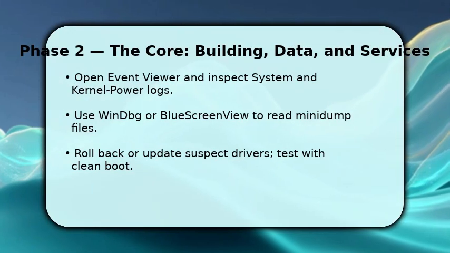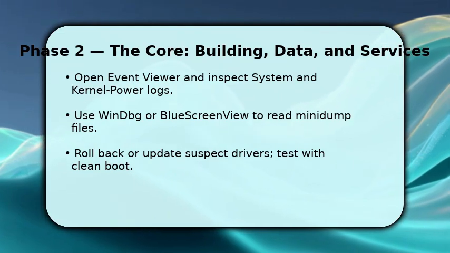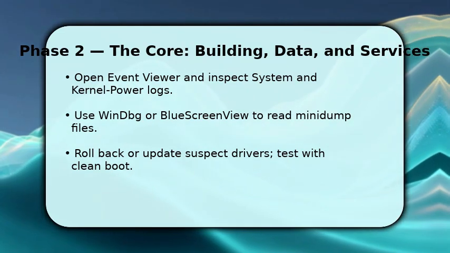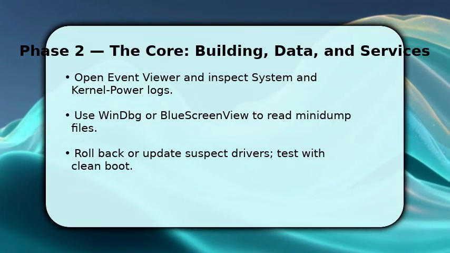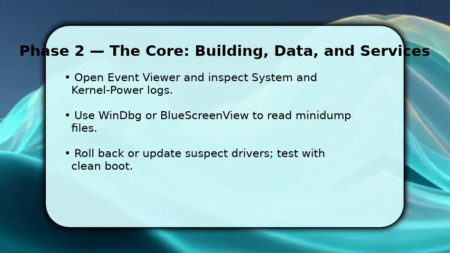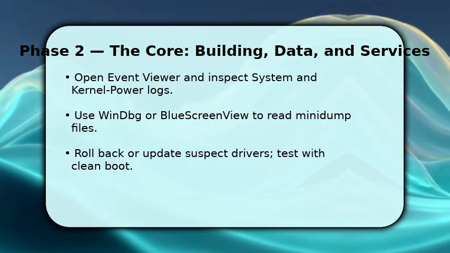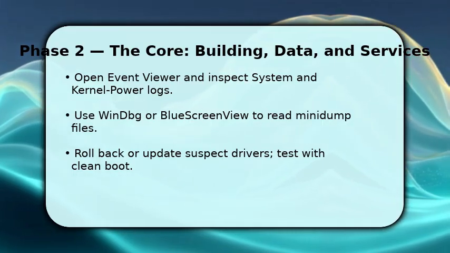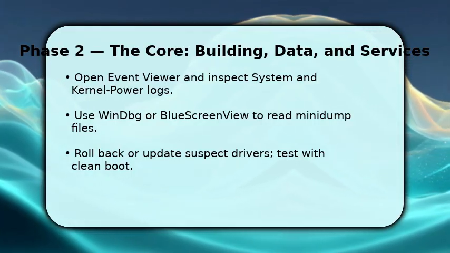Now you analyze the evidence. Load the Minidump into WinDbg or a visual tool like BlueScreenView to map the stop code to a module. Check Event Viewer for related timestamps and kernel power events. These contextualize the crash. If a driver is implicated, roll it back or install the latest WHQL-signed version, and then perform a clean boot to isolate startup services.